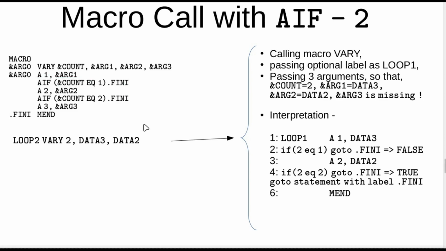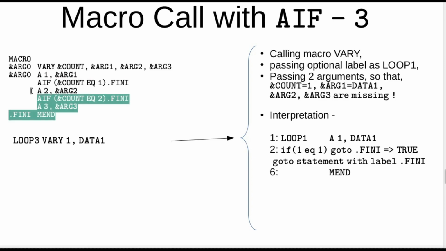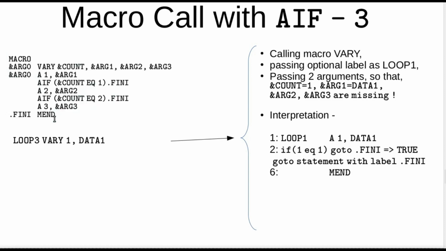So this is the main use of conditional statements in macros, right? Let's take another example, a third example. In this case also we have the same macro definition, nothing has changed. What changes is the macro call statement. In the macro call statement we have loop 3 vary 1 data 1, right?